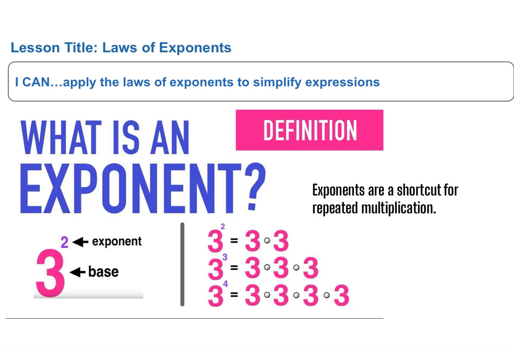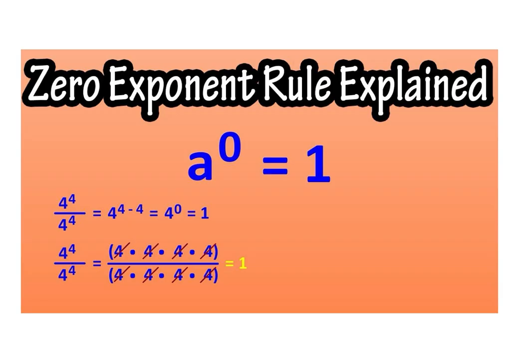Laws of exponents. Here we want to talk about the zero exponent. Remember, an exponent is a small number to the top right of a base, which can be a number or variable. The zero exponent basically means something is always going to equal 1.